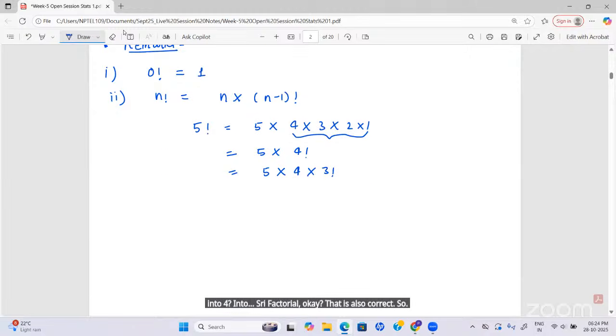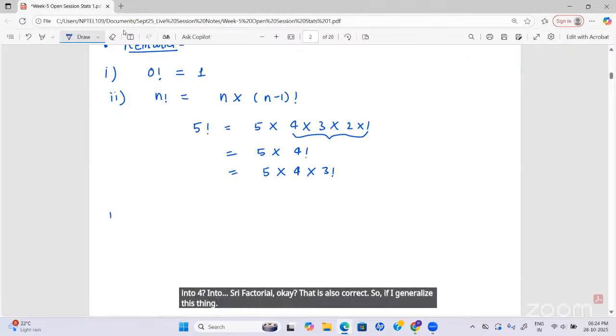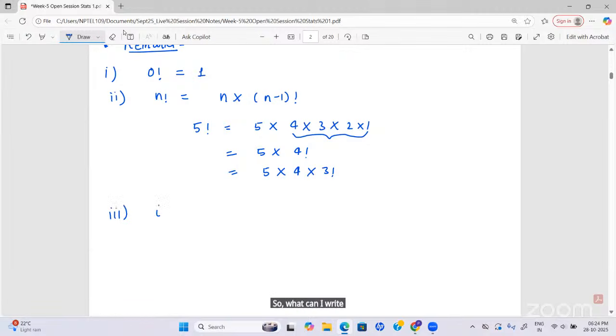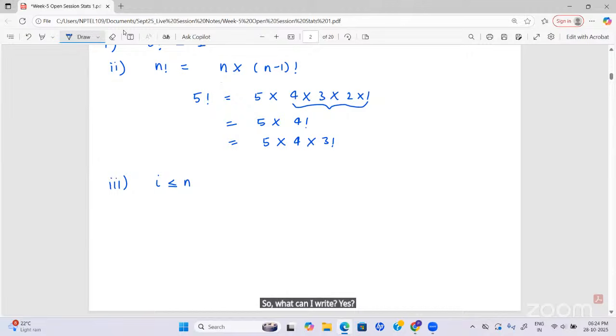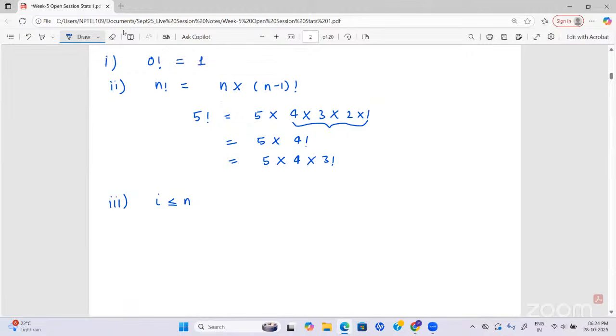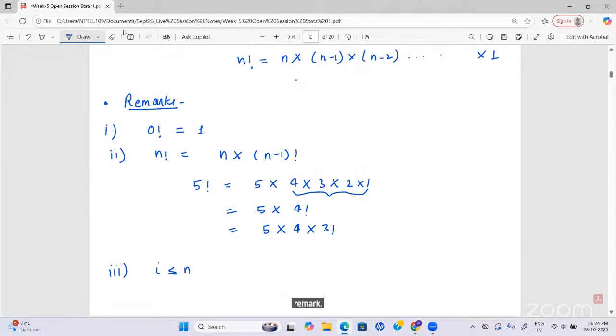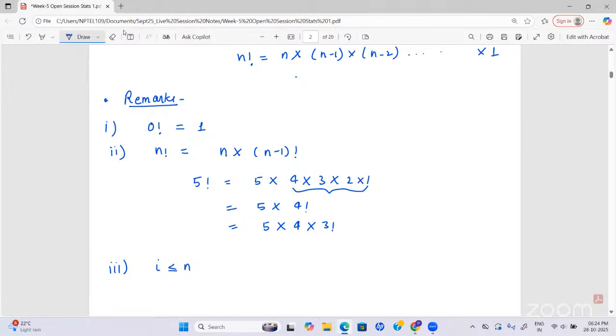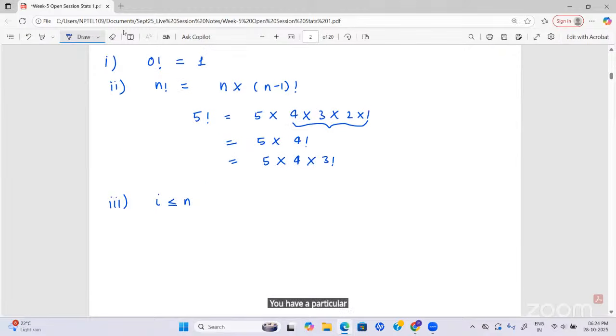So if I generalize this thing, what can I write? Remark 1: what is 0 factorial? The value of 0 factorial is equal to 1. Okay, 0 factorial is 1.